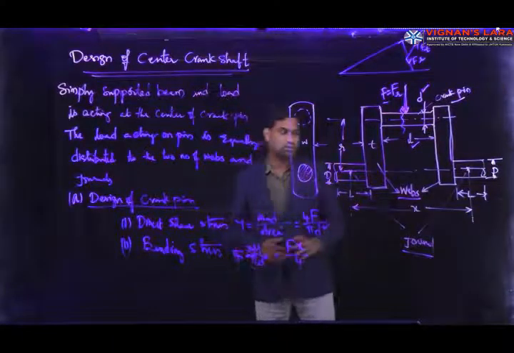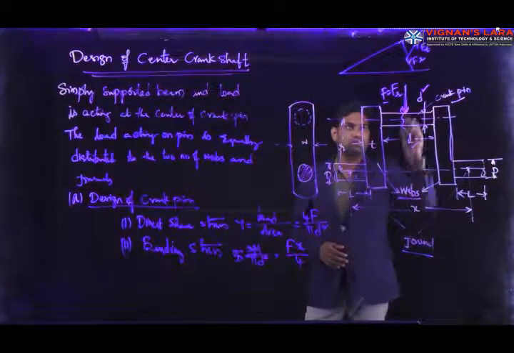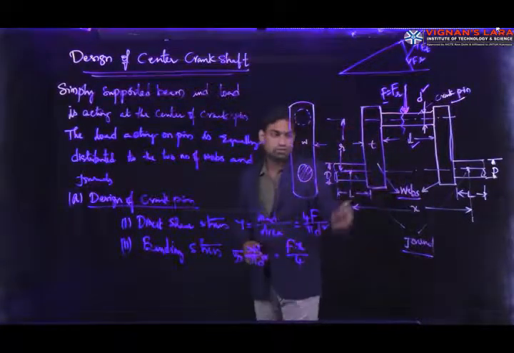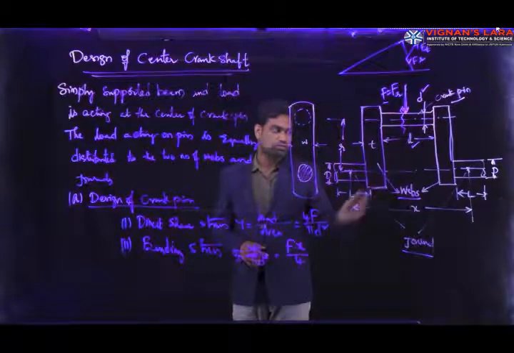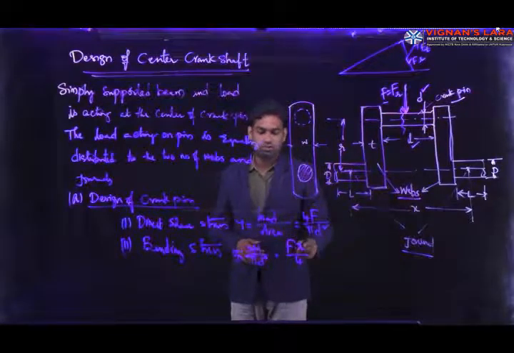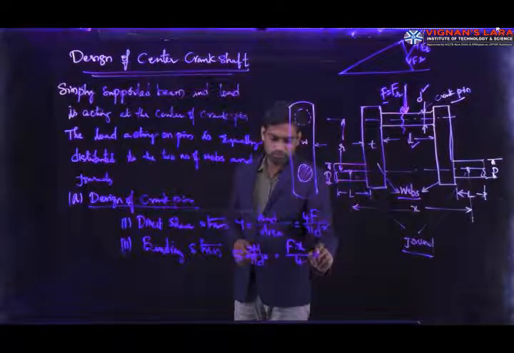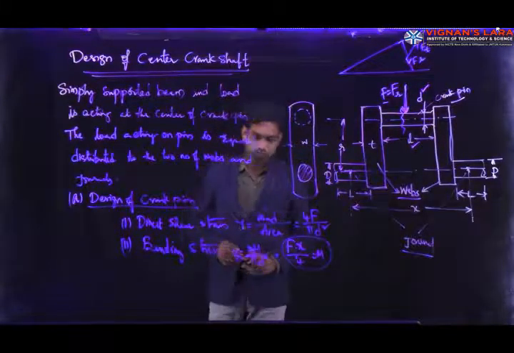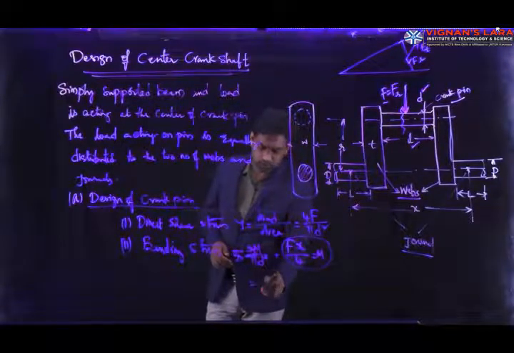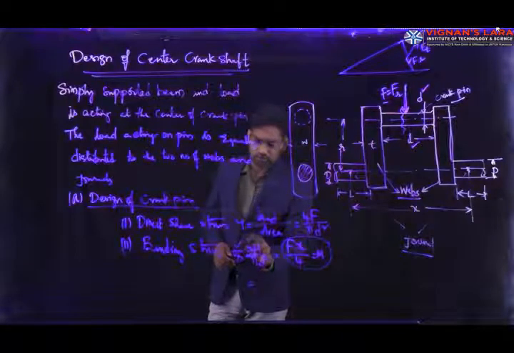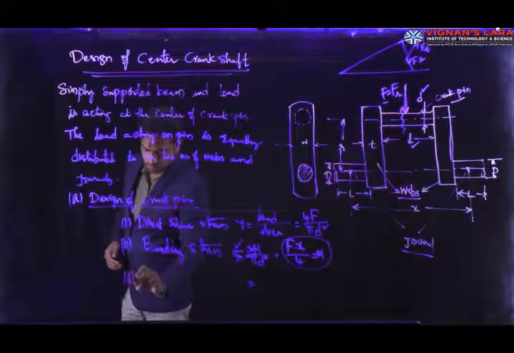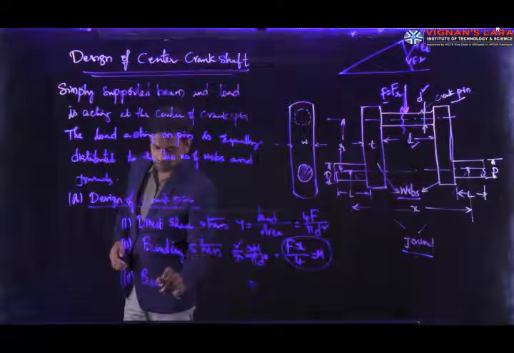The total distance is x. The load is acting at the center and the supports are of a simply supported beam. Here the reaction forces are F by 2. So the total bending moment M is given by Fx by 4. If you substitute here, we get the bending stress sigma b in this equation. And the third one is the bearing stress or crushing stress.